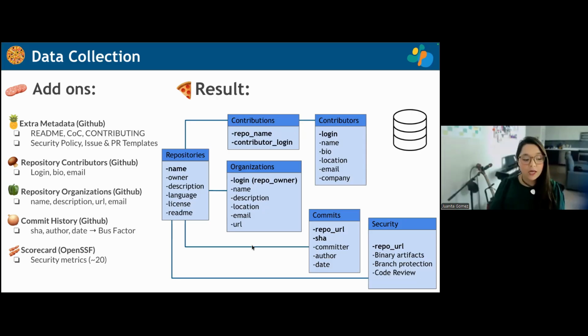And then I also have been looking more into security metrics. I've been using Scorecards, which is a tool by the OpenSSF that measures different things within your repository in terms of security metrics. And in the end, what I got was a fairly big database, an SQL database specifically, with a bunch of tables and a bunch of repositories.